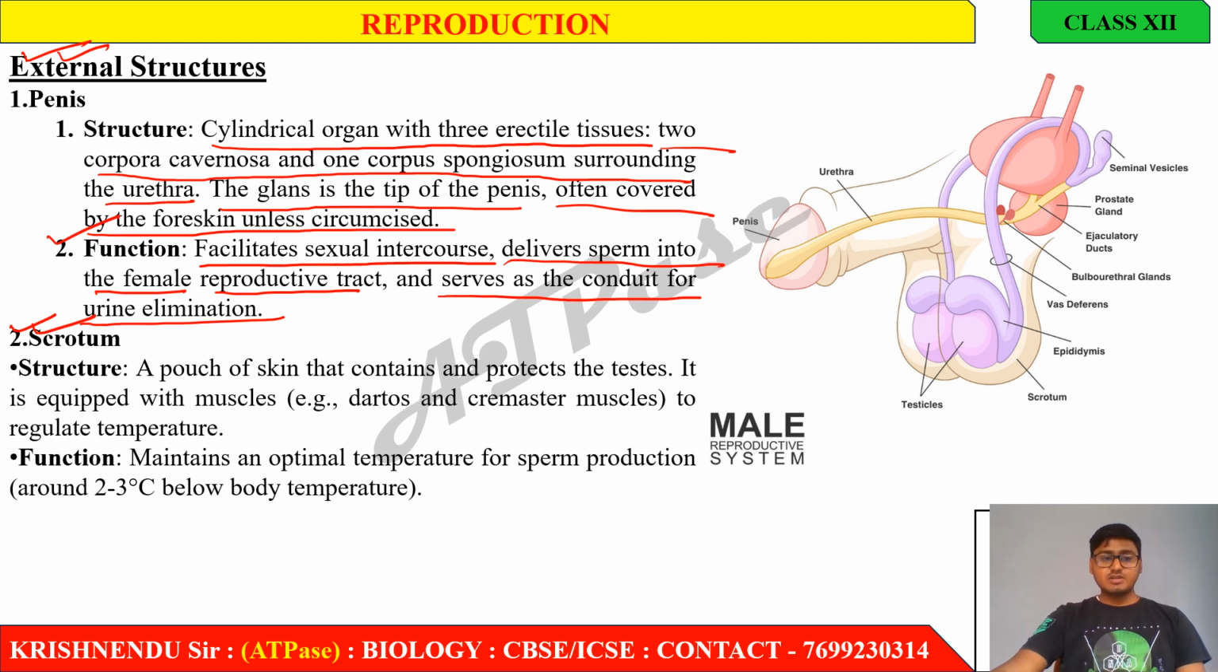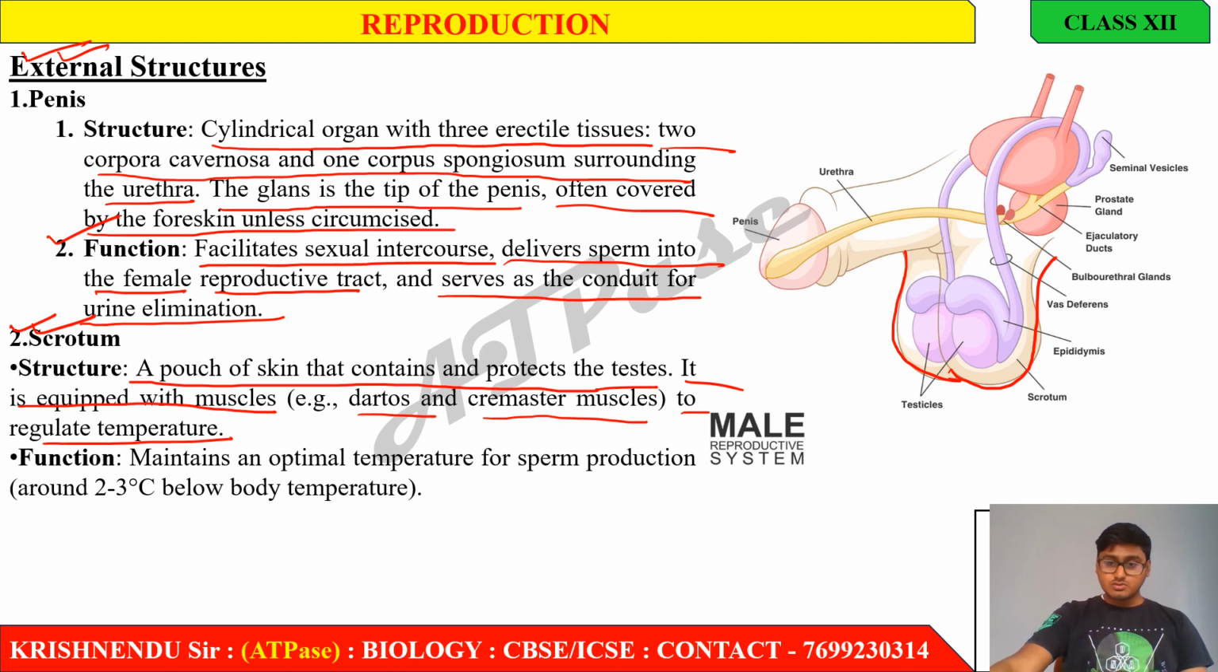Okay, now the structure of the scrotum: a pouch of skin that contains and protects the testes. A pouch of skin, you can look here, this is the pouch of skin, and this skin protects and holds the testes outside the body. It is equipped with muscles, for example, dartos and cremaster muscles, to regulate temperature. Okay, here temperature plays an important role. You may know that there is a certain disease known as cryptorchidism.